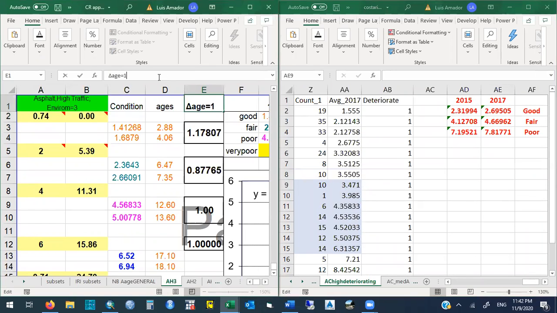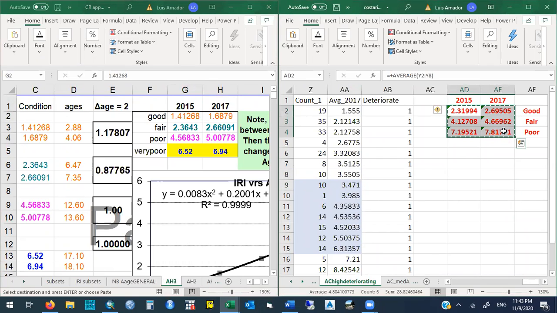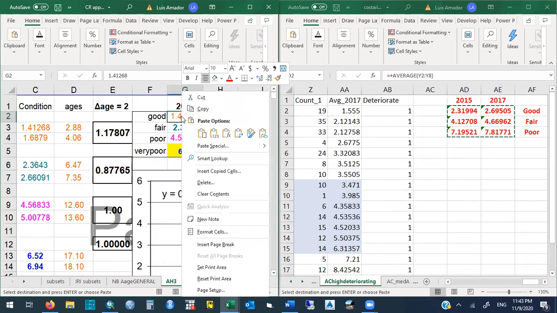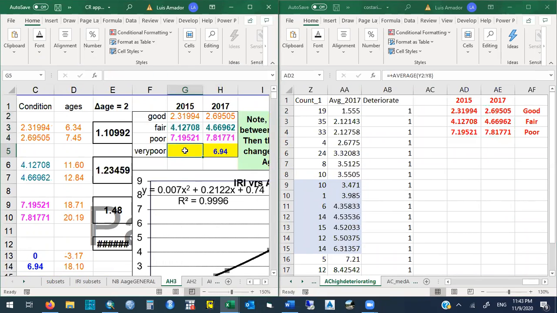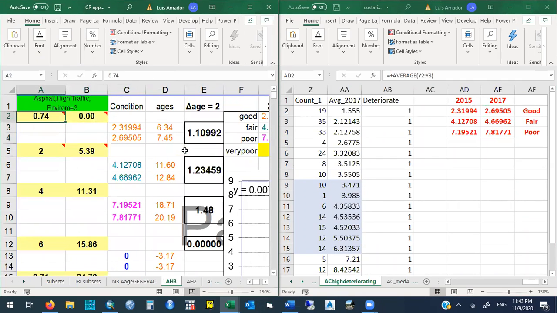The delta H is 2 now. Why? Because 2015 to 2017. Yeah, okay. 2015, 2017. Copy the values. Paste the values. Now this is 0 and 0. We don't have very poor. The ranges are incorrect. 1, 3, 6, 3, 6, 9, 12.